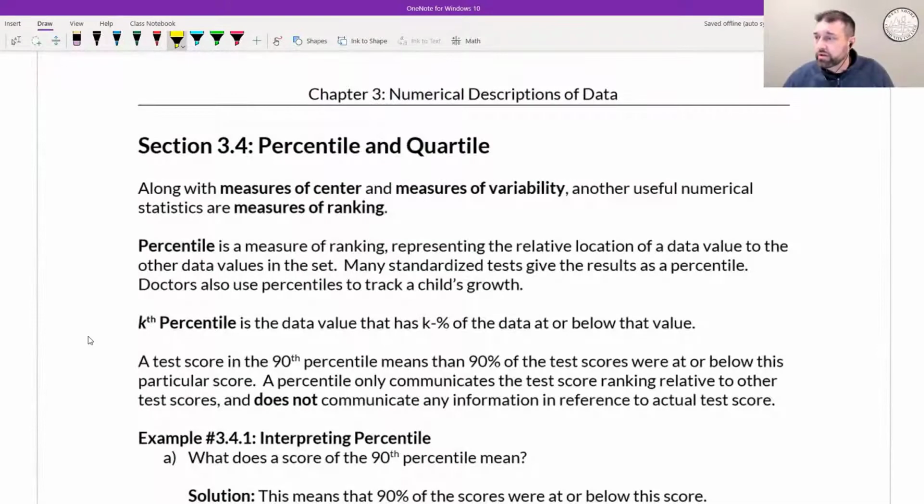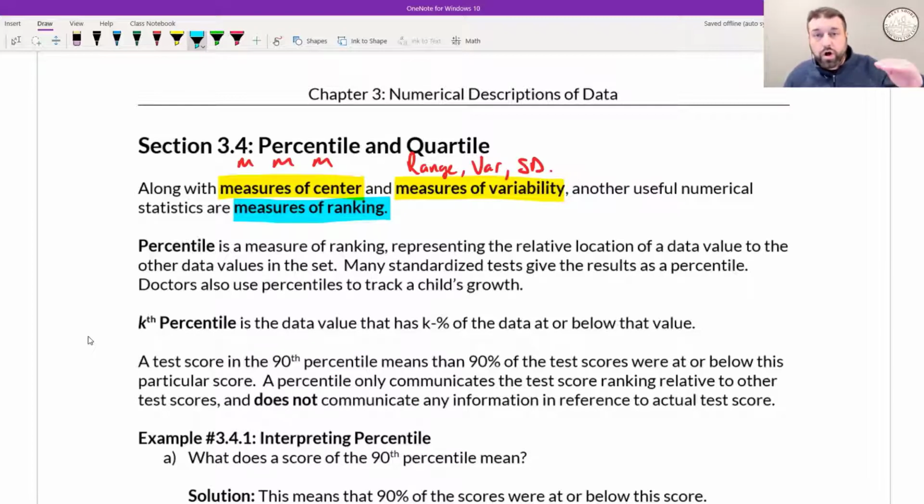As a quick review, we have so far covered measures of center. Remember, this was the mean, median, and the mode, the three M's, okay? We've also covered measures of variability. This was the range, the variance, and the standard deviation, okay? The last thing we're going to look at is called measures of ranking. How does one value rank against all the other data points, okay?